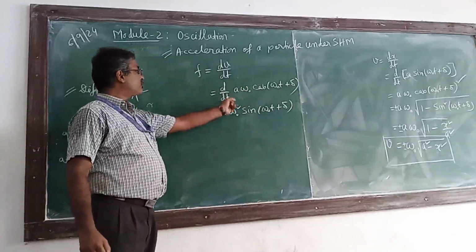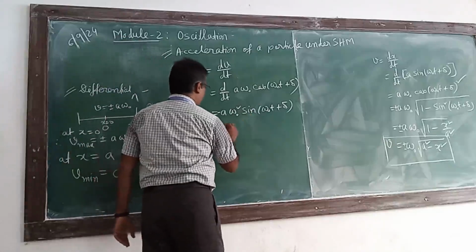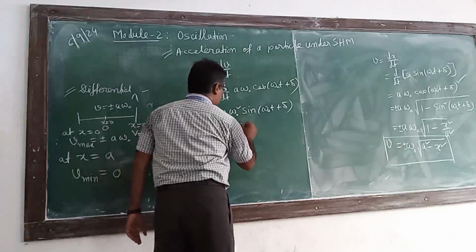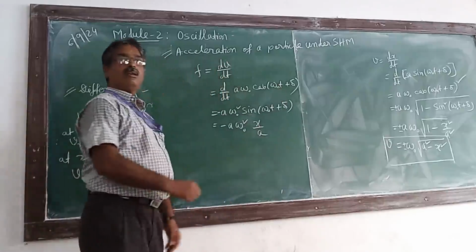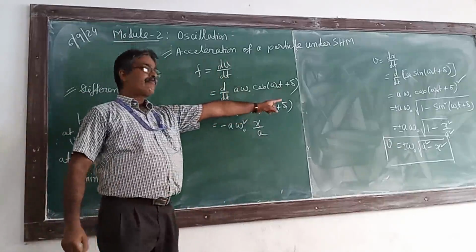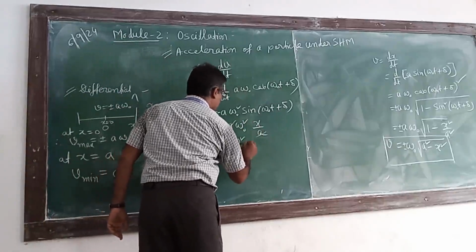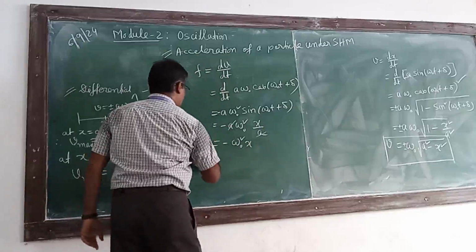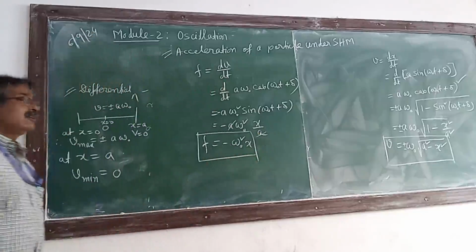Minus A omega naught square sine omega naught t plus delta. So this is equal to minus A omega naught square, and this is x by A. So A cancels. This is minus omega naught square x. This is the acceleration of the particle under SHM with the minus sign.